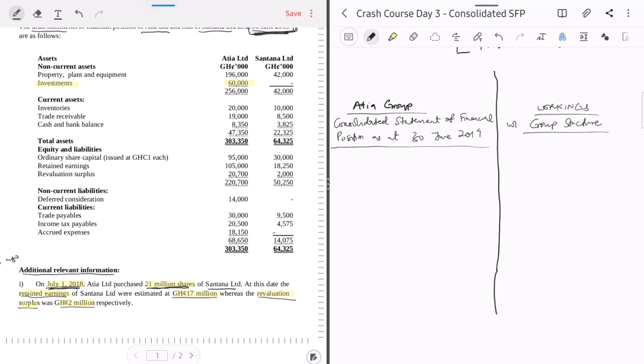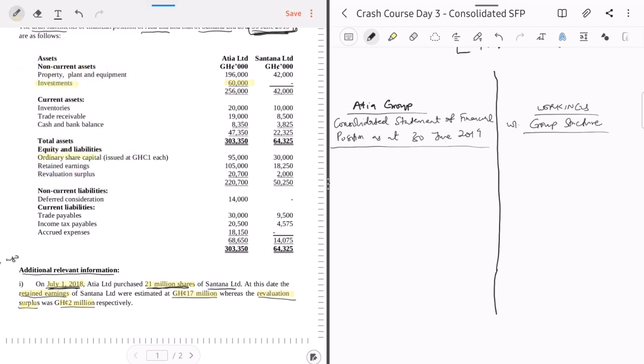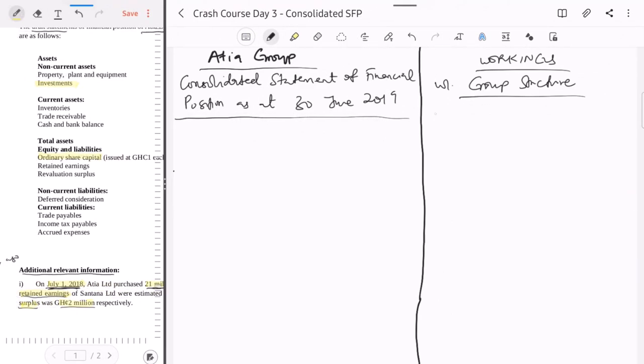So if they bought 21 million shares, how many shares did Santana have? Easy. Here, they are saying ordinary share capital. Watch here. Ordinary share capital. This is Santana, right? It's 30,000 by 10,000, so that would be 30 million. So it means they bought 21 million shares out of 30 million shares. So with that information, let's come to our workings. We'll say percentage acquired will be 21 over 30. Let's even say all workings in thousands, right? Also all figures in Ghana cedi thousands, right? In thousands of cedi. Let me write this well.